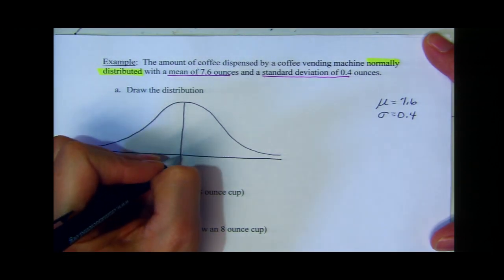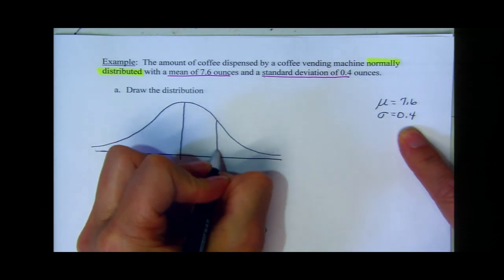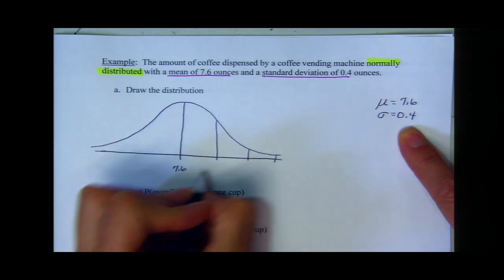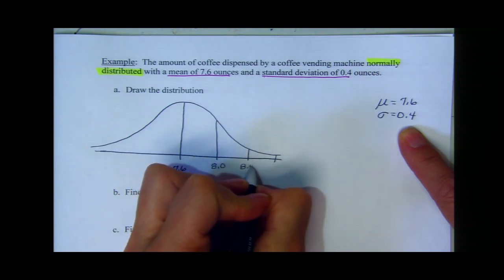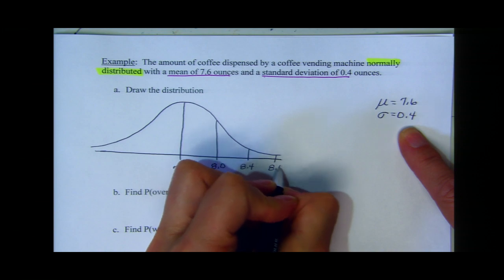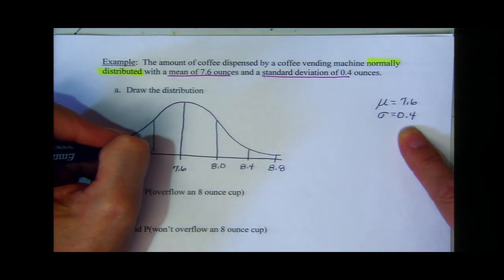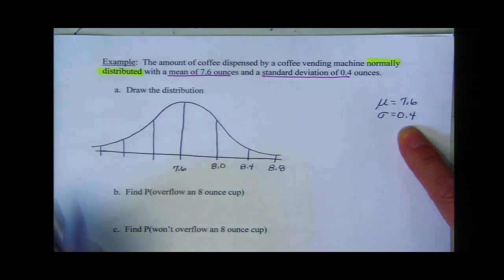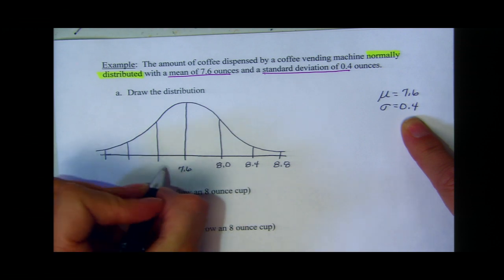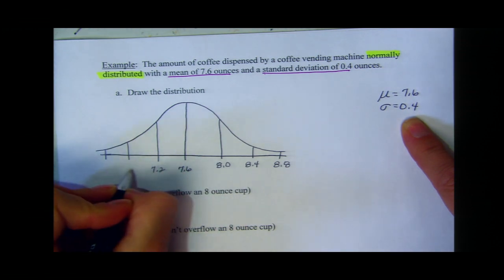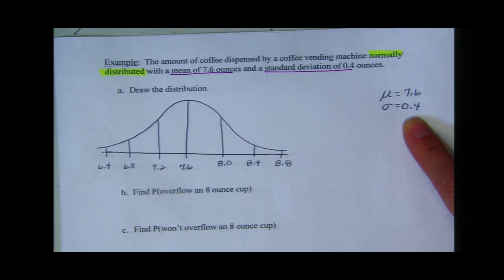So mu is 7.6. And then as we go to the right, we will add 0.4. So this would be 8.0 ounces, 8.4 ounces, 8.8 ounces. And then as we go to the left, sorry, my curve's a little crooked, we'll subtract 0.4. So this would be 7.2 ounces, 6.8 ounces, 6.4 ounces.